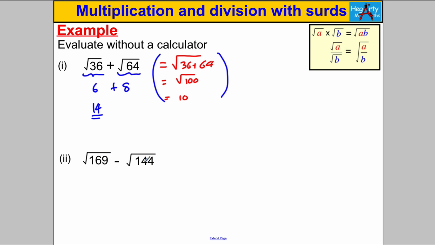And this one, steer clear of trying to subtract them. Square root of 169 is 13, square root of 144 is 12, 13 take away 12 is 1. And that is how you do addition and subtraction. Keep them separate.